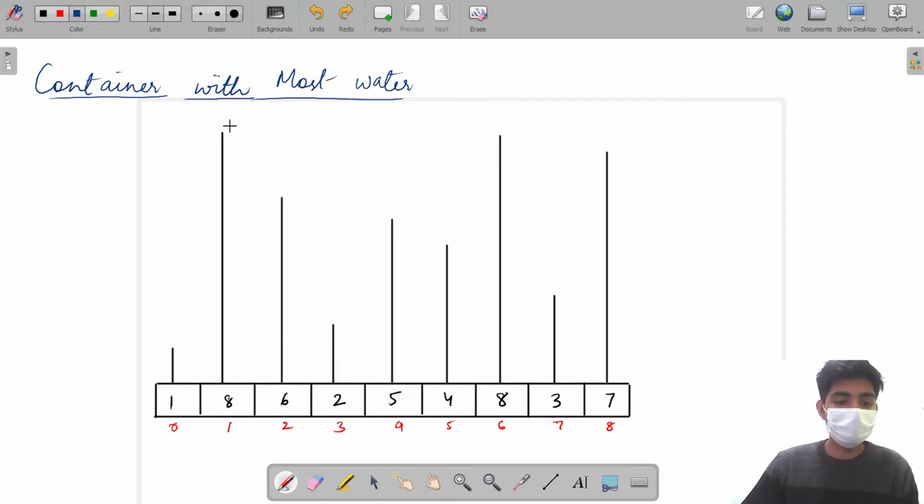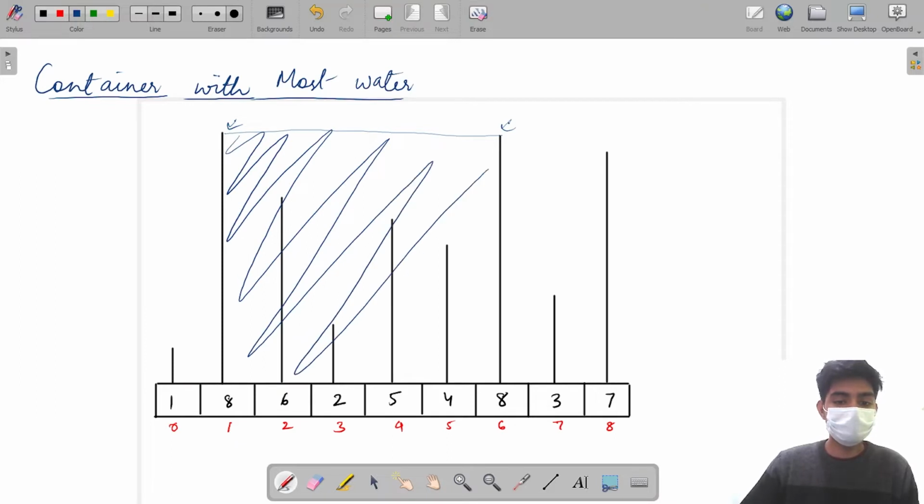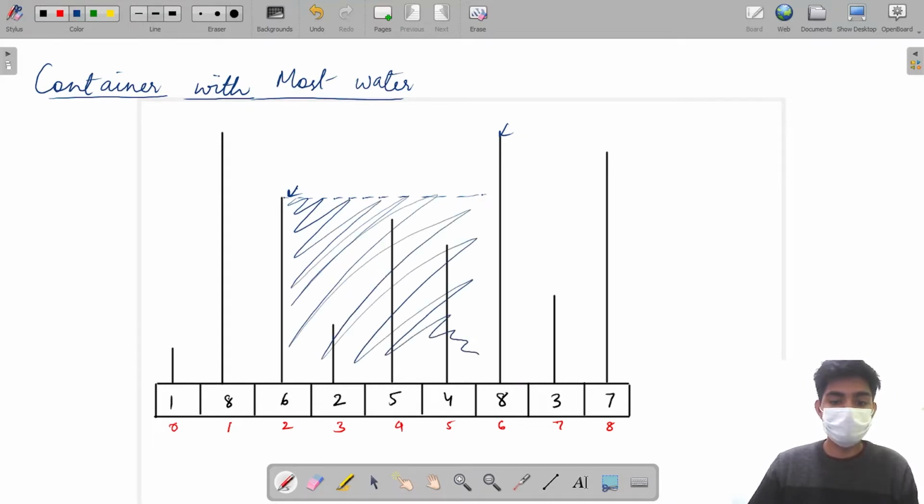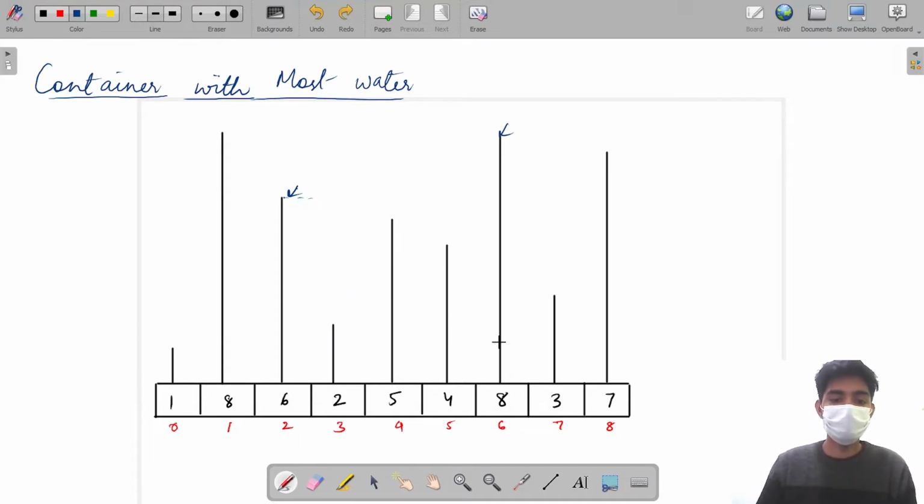Now let's say I take this and this, right? If I take these two lines, then this will be my point till which I can fill my container. So this will be my container height, right, and I can fill it here. Similarly, if I take this and let's say this, then this will be my height, so I can fill this only till this point. So I have to return the maximum capacity which I can get from choosing these two lines.